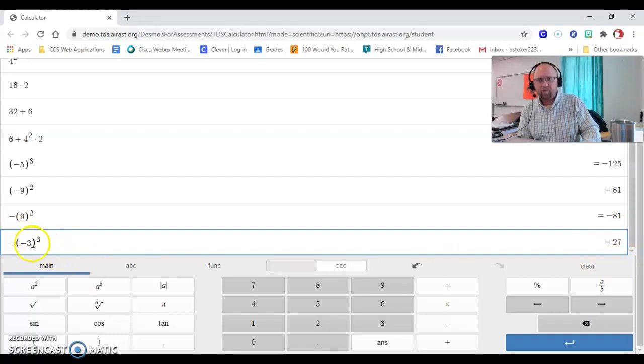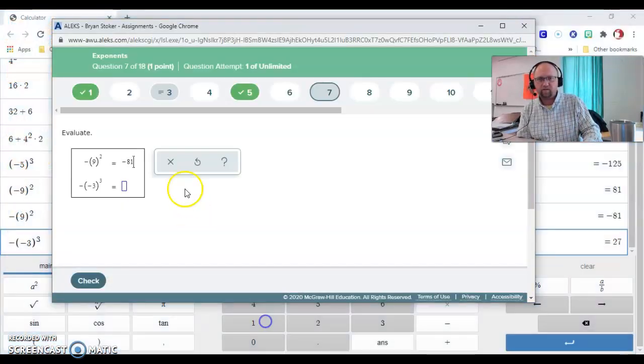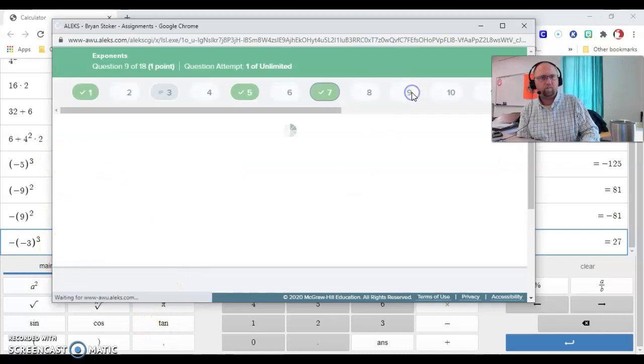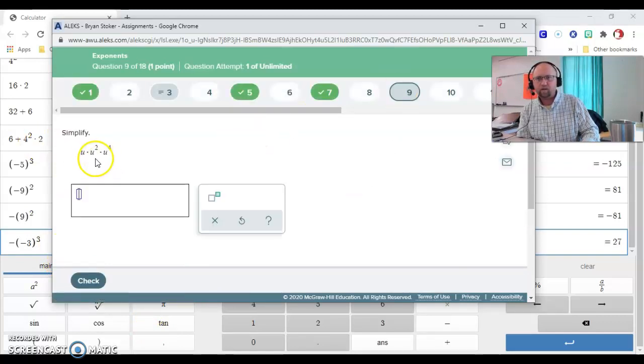Again, -3 times -3 times -3 would give you -27, but you have to multiply it by this -1 that's just a negative sign. Again, it's a -1. I know it doesn't look like it, but it's there. So your answer there would be 27, and you come in here and enter that, and then make sure you got it right. And we do. Moving on to number 9.